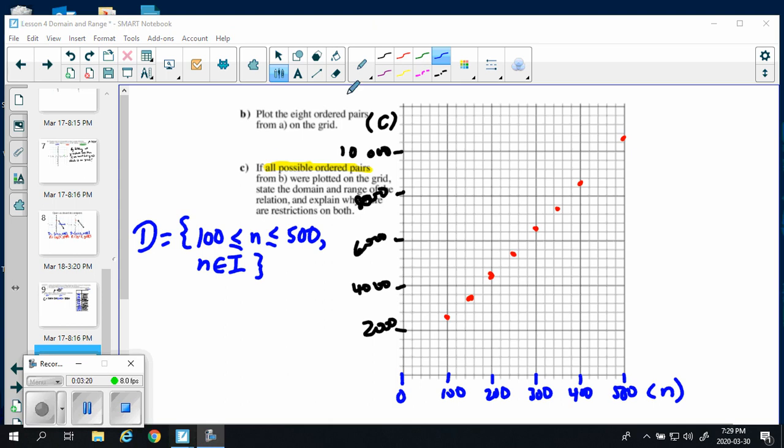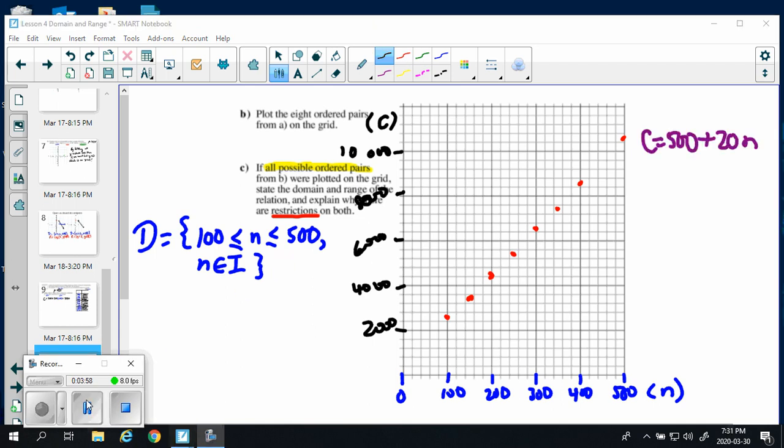So when they're asking about this idea of restrictions, restrictions means that there's certain elements of the domain and range that have to be specifically tailored to the word problem. So the word problem already told us that N has to be between 100 and 500. So that is a restriction. Another restriction is that in the context of the word problem, N has to be an integer. So both of these are restrictions on N. If N had no restrictions, we would say that N is an element of the reals, but it isn't because of the way that the word problem is set up.